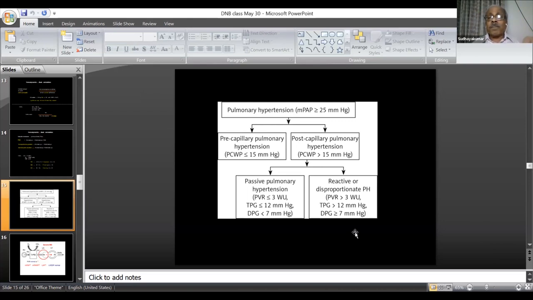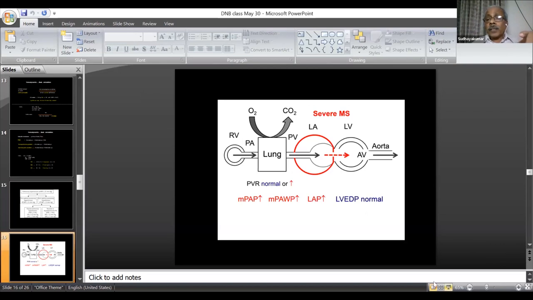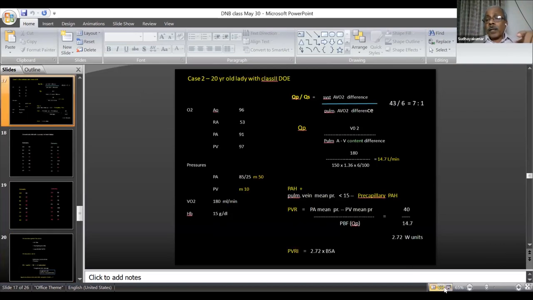Okay, this is simple. I think I will not go to that. I can skip that. And now I'll come to a congenital heart disease. This is a 22-year-old female. The oxygen saturation is 96, right atrium is 53, PA is 91, pulmonary vein is 97. The pressures, I have taken only for calculations: PA 85/25 with a mean of 50, pulmonary vein mean of 10, oxygen consumption 118 and hemoglobin 18.